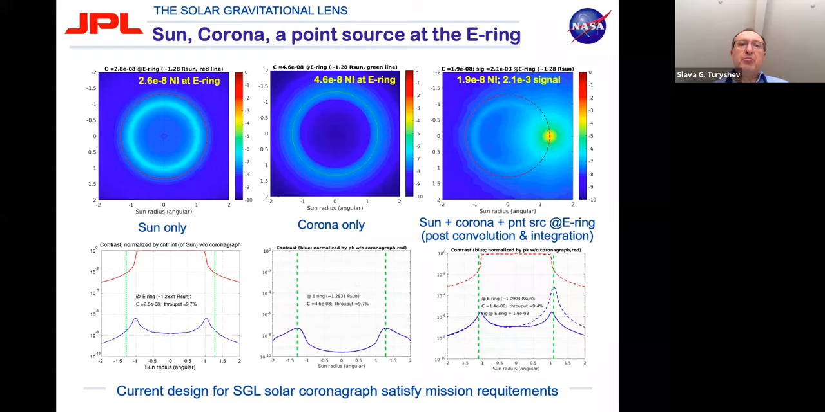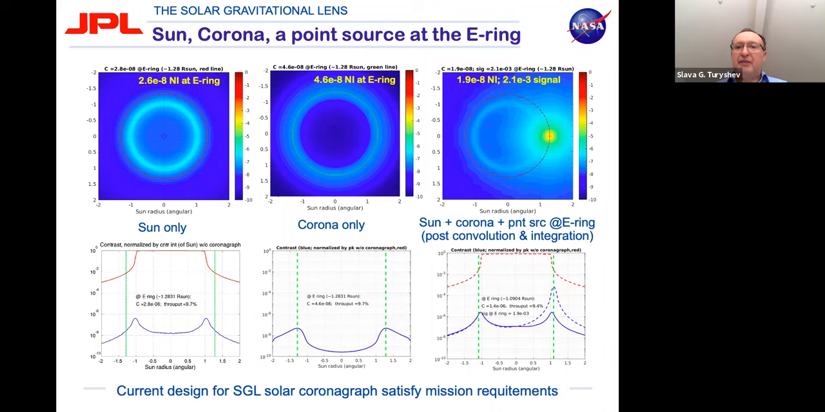Here on the left, you see the sun only, when you block the sun only. This is the signal of the flux from the corona. On the right, you see the light combined: the sun, the corona, and the performance of the coronagraph. We still have a signal that is a little bit stronger than the signal from the exoplanet, but that basically requires an integration time of roughly 3 minutes to get an SNR of 7.